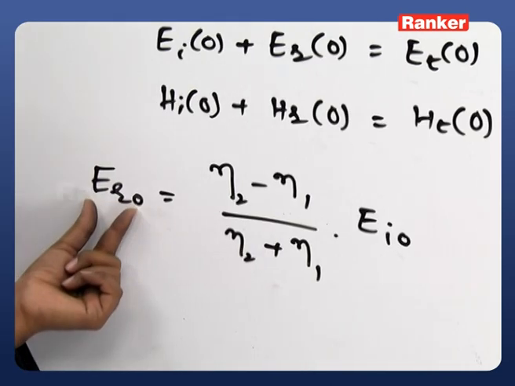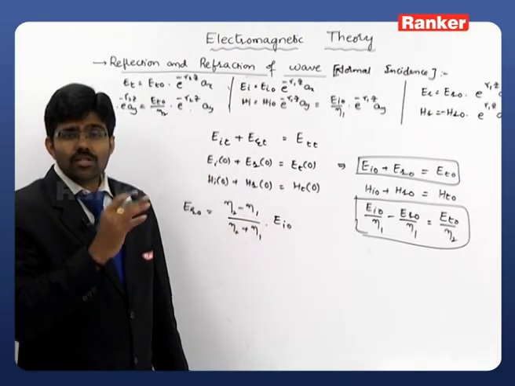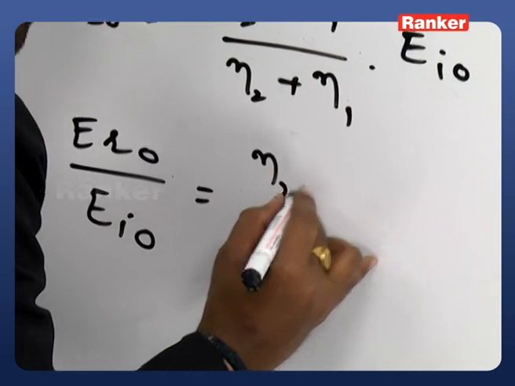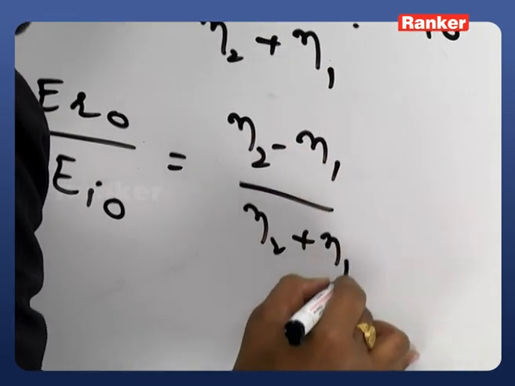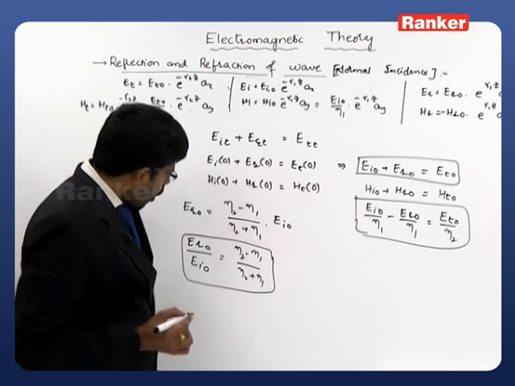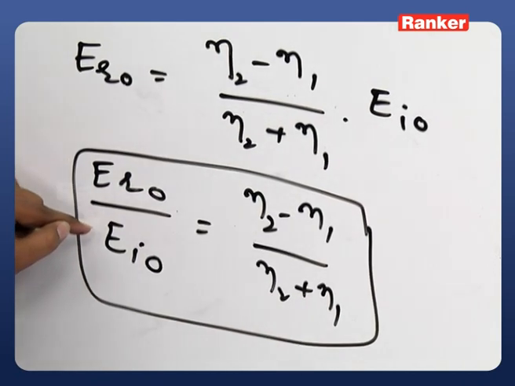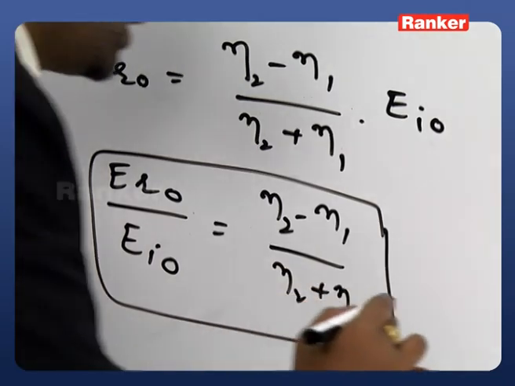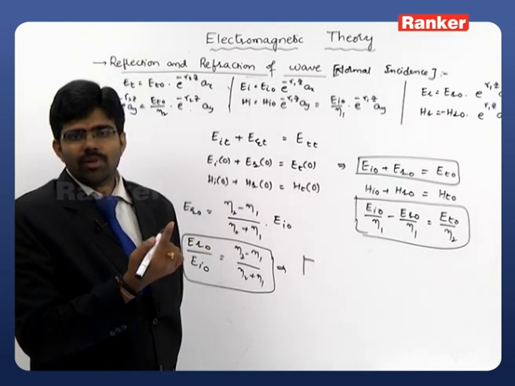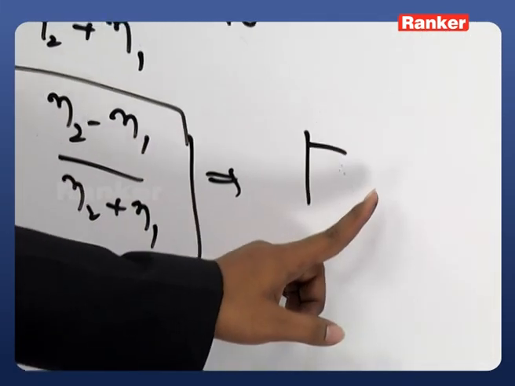Now here we have ER naught, the reflected electric field, and EI naught, the incident electric field. If you take the ratio of these two, ER naught divided by EI naught is equal to eta 2 minus eta 1 divided by eta 2 plus eta 1. This is called the reflection coefficient. It tells clearly how much of the electric field is reflected when some amount of incident electric field is incident. It is denoted with the symbol capital gamma, and it is dimensionless and may be complex also, since eta 2 and eta 1 are complex, right? So this is called the reflection coefficient.